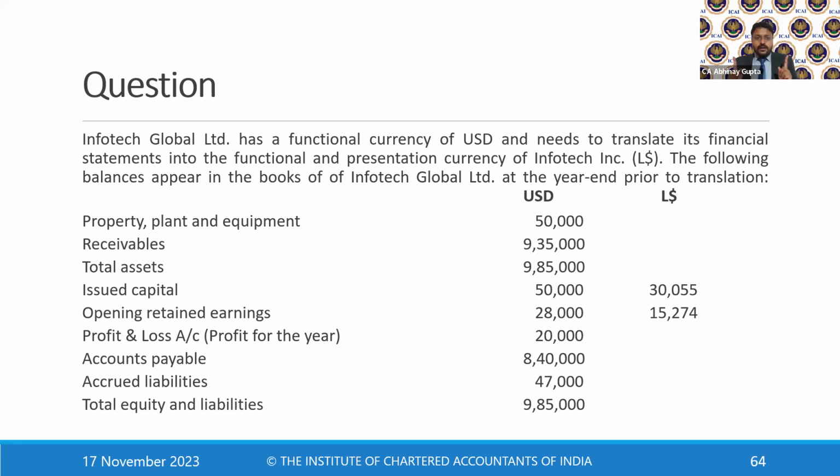Now, we are set on the path to do a full-fledged translation question. So whatever rules and concepts we would require to solve or do this translation, we have already discussed them. We have done a lot of practical questions around that. Now it's time to try our hands on a full-fledged translation question. Okay.